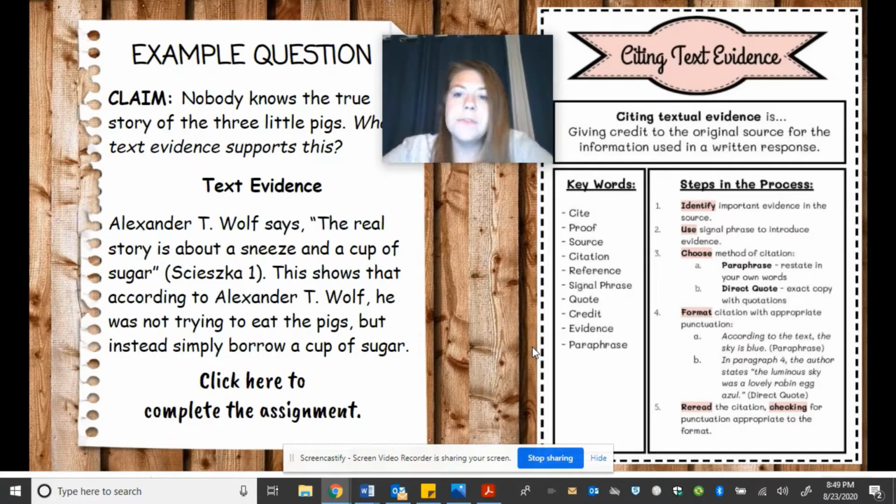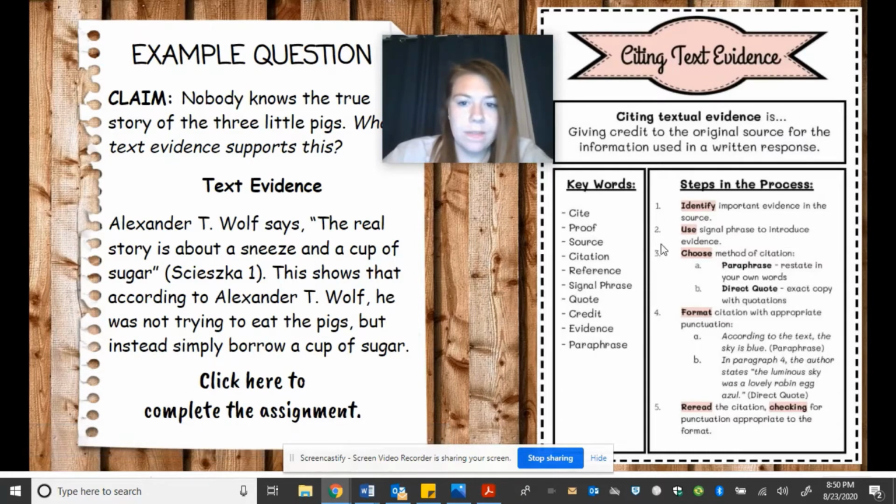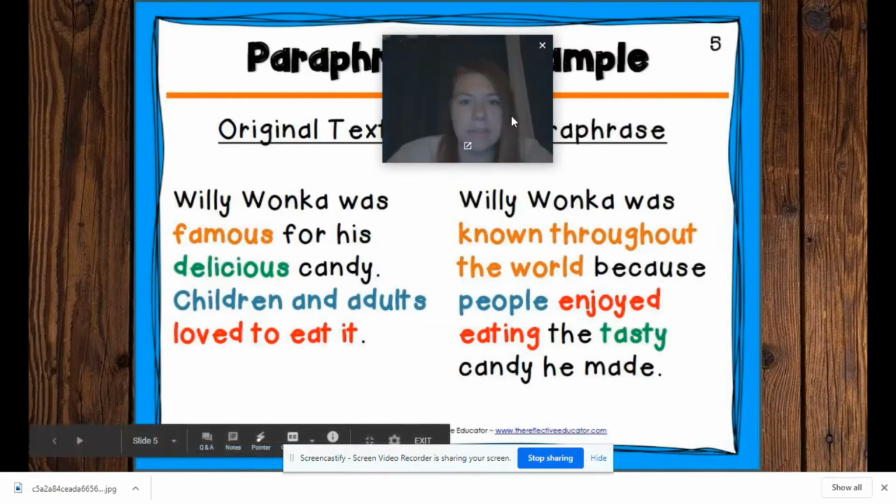Okay, so there are a few key words I want you to understand. One of them that you're going to be using a lot is paraphrasing. Now, if you look over here, it says paraphrase. And you're probably going to want to make the presentation bigger when you're looking at it on your own screen so you can see everything. But it says paraphrasing is restating it in your own words. So let's go to the next slide.